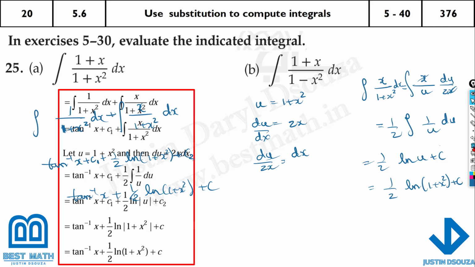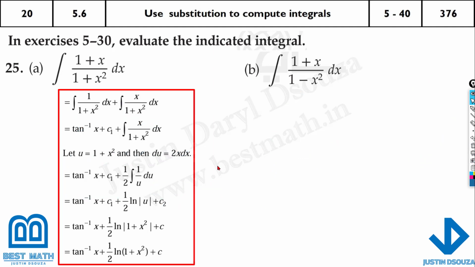Now here you do not need to put the modulus. Why? Because x squared will be a positive number only, because when you square it, it'll be a positive number no matter what, and you're adding 1, so you don't need to put the modulus.